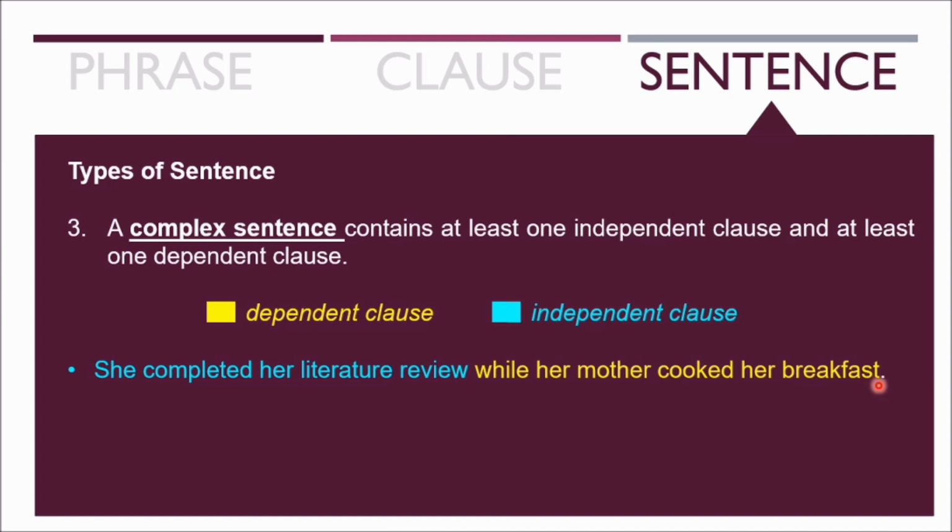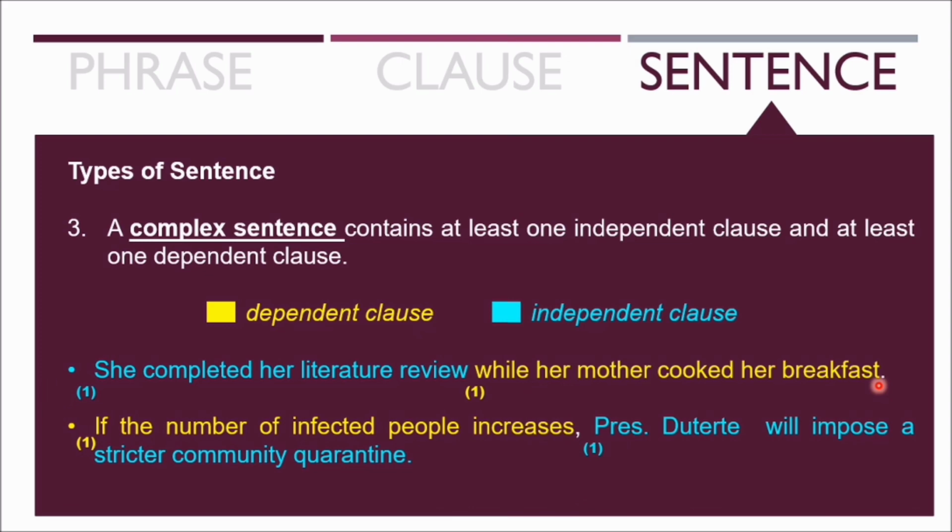So in this sentence, we've got one independent clause and one dependent clause. Next sentence. "If the number of infected people increases, President Duterte will impose a stricter community quarantine." Look, we've got another subordinating conjunction, the word "if." Therefore, "if the number of infected people increases" will automatically be our subordinate or dependent clause, and "President Duterte will impose a stricter community quarantine" will be our independent clause, okay?